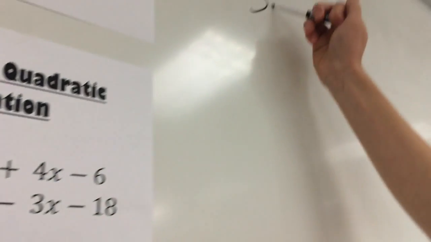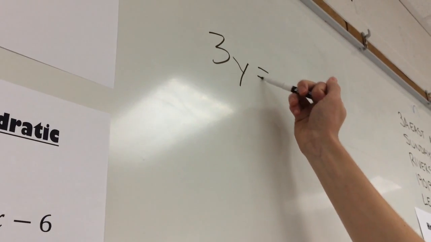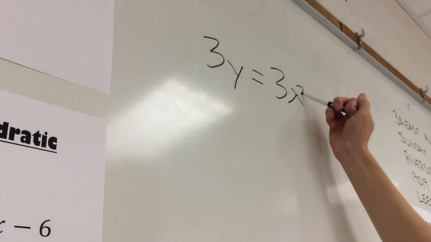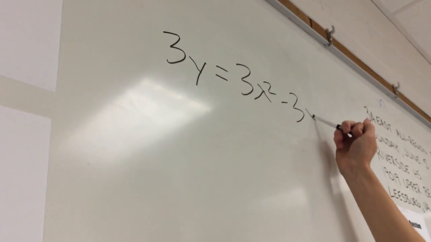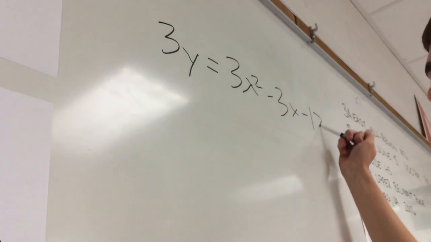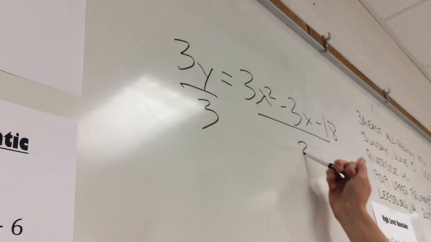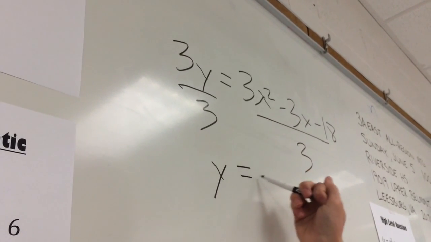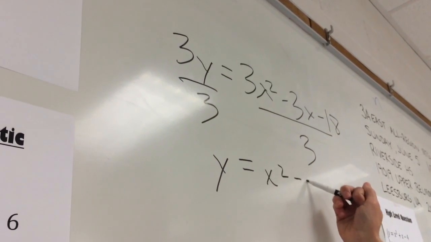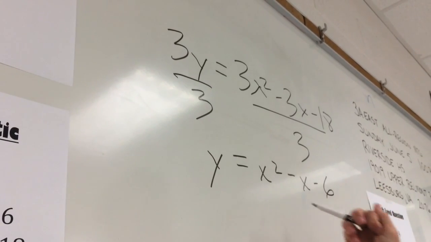And for the other one, this is the last example. It's 3y equals 3x squared minus 3x minus 18. And these are not using the quadratic formula. Another question will. So dividing by 3, you get y equals x squared minus x minus 6. And that's that question.